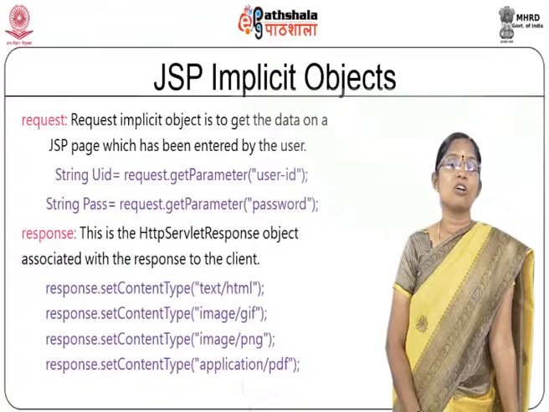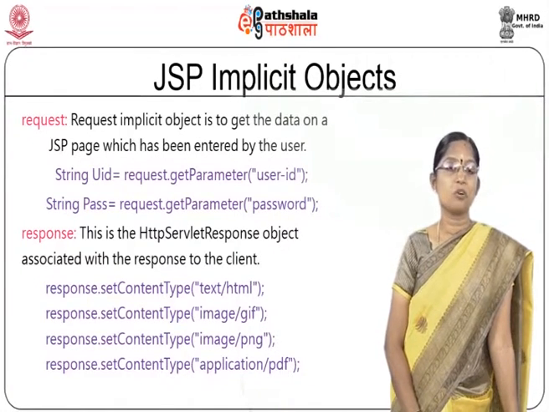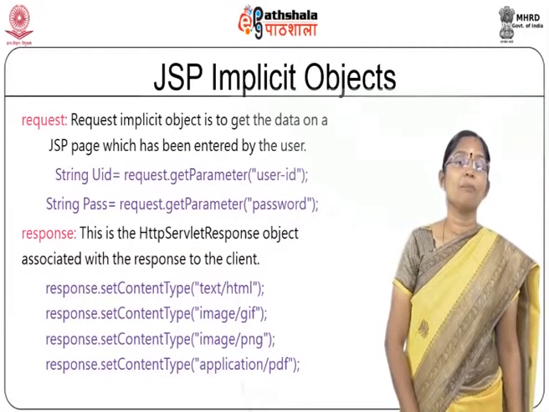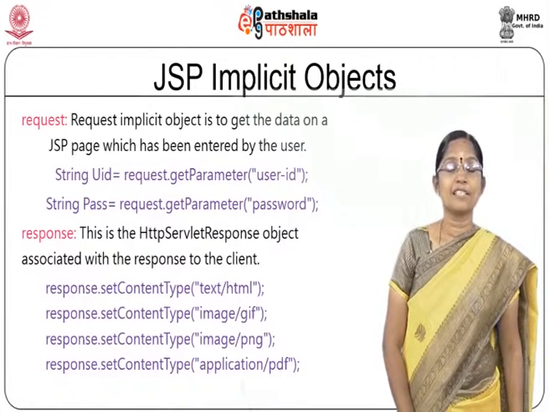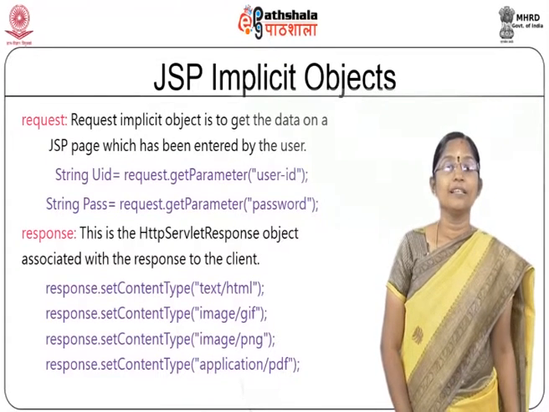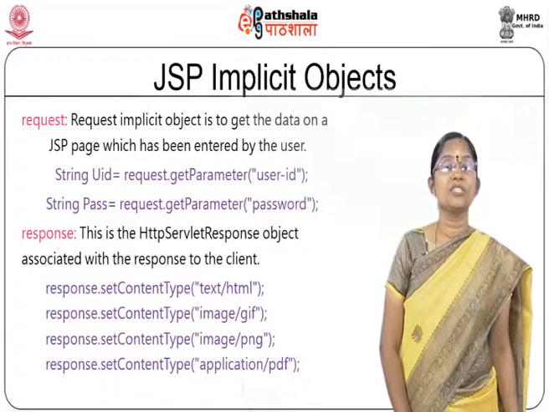The second object is called the response object. This object is responsible for writing responses to the client. You can see response.setContentType of text/html. If I do this, then text responses or HTML responses can be returned back to the client. If I make the second type response.setContentType of image/gif, then image files or GIF files can be given to the user. An image or PNG file can be returned back to the user. An application or a PDF file can be sent back to the user.